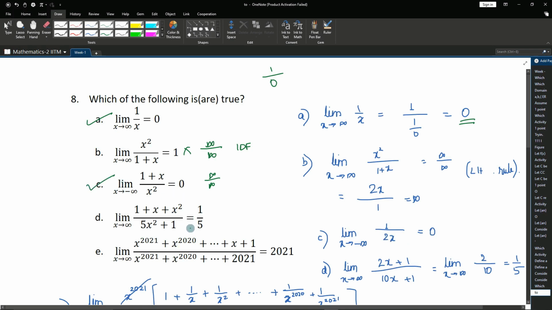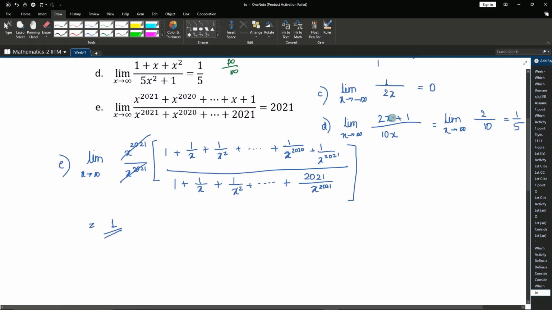So what about the fourth option? If we substitute infinity, again we'll have infinity by infinity form. Now to simplify this, we can differentiate. The differentiation of the numerator is 2x plus 1, whole divided by 5x square plus 1, that is 10x. That is only 10x, sorry, there is no plus 1 here, divided by 10x. Now if we substitute the limit, again we'll get infinity by infinity form, right? So I will apply L'Hospital's rule once more. The differentiation of the numerator is 2, the differentiation of the denominator is 10. So the simplification will give 1 by 5. So the fourth option is also right.